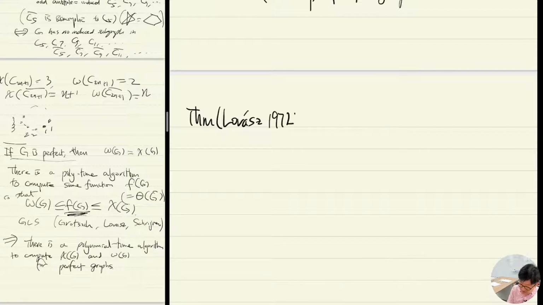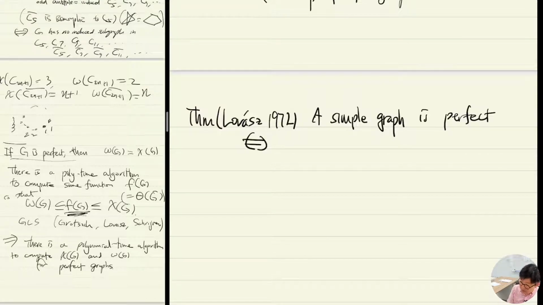In 1972, a simple graph is perfect if and only if its complement is perfect.